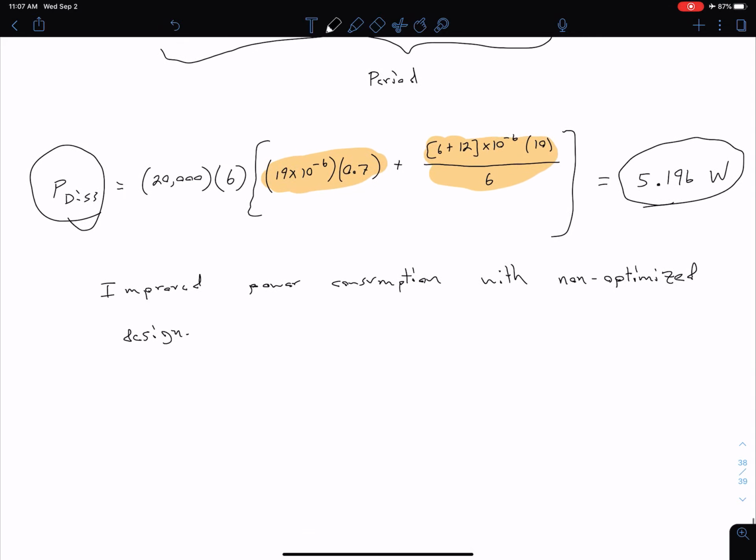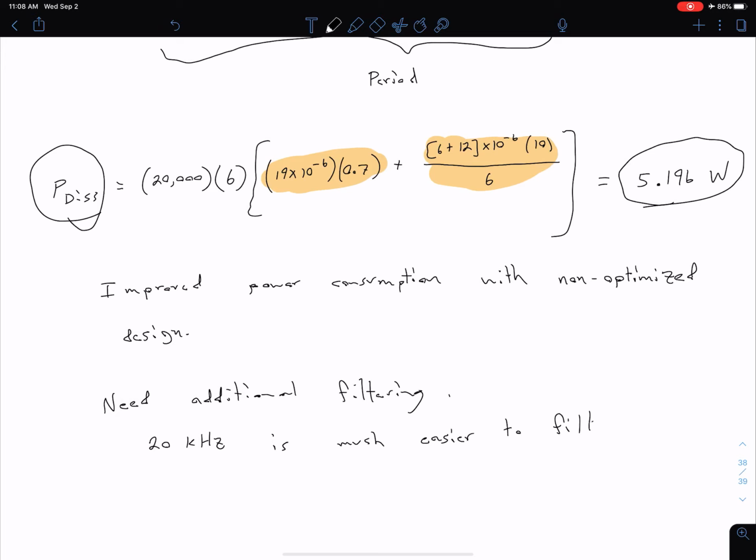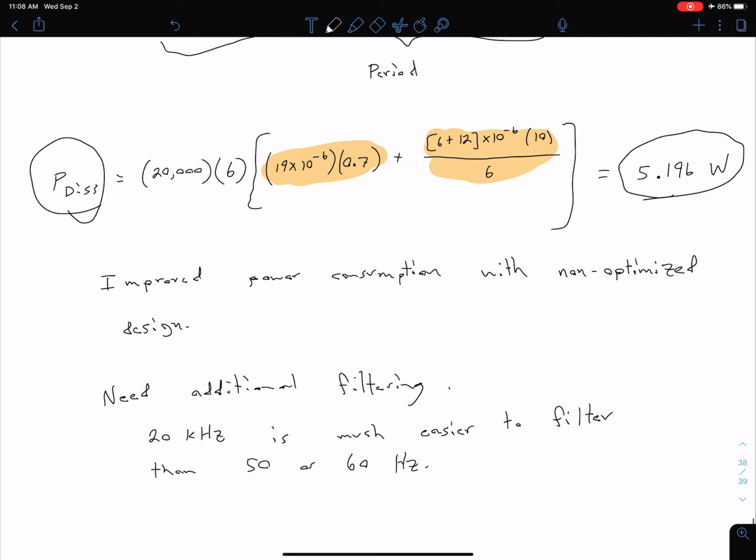One other thing to note is we would also need additional filtering, because now we have this 20 kHz switching signal. But one thing to note is that our 20 kHz, which is the frequency of this switching, is going to be much easier to filter than the frequency of the power on our AC line, for instance. So much easier to filter than our 50 or 60 hertz frequency of our AC power line.